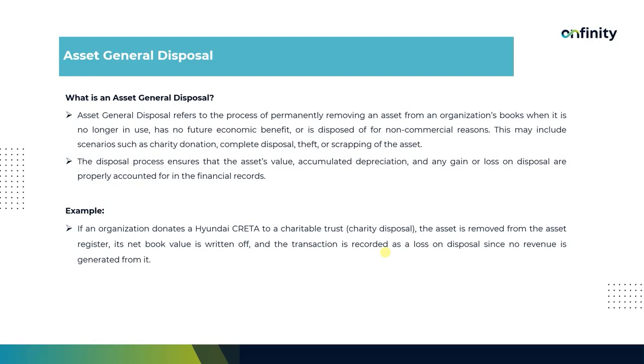For example, if an organization donates an asset to a charitable trust, the asset is removed from the asset register, its net value is written off, and the transaction is recorded as a loss on disposal since no revenue is generated from it. You can move on to the system and create the asset disposal.